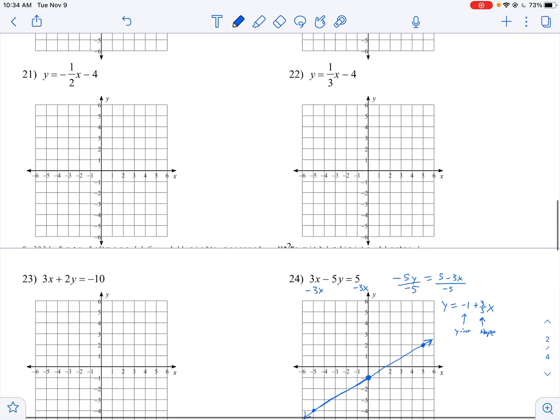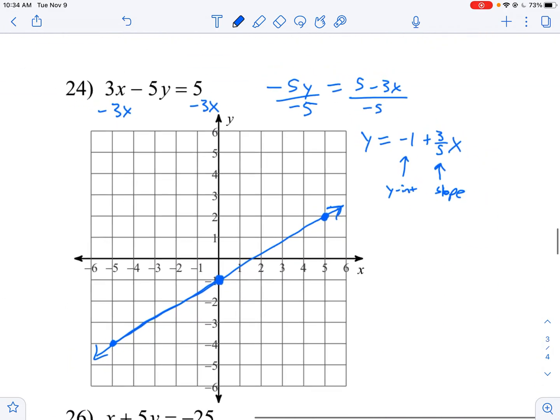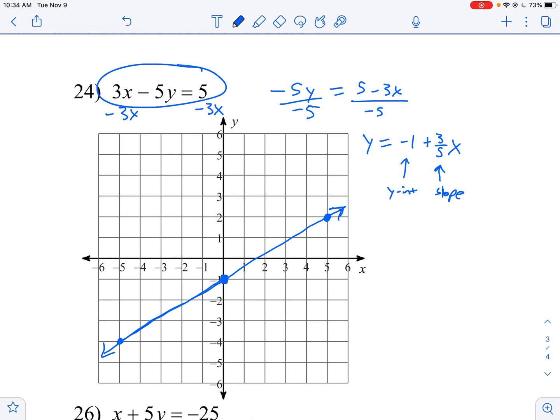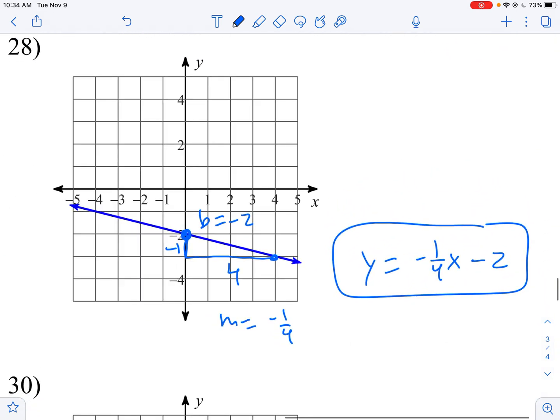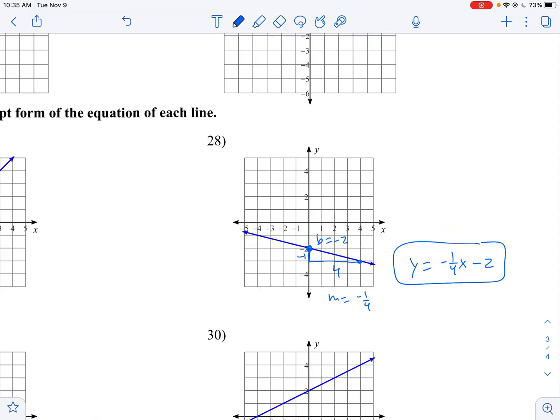And then we've got graphing ones. 24, this was in standard form, so you've got to subtract the x over, divide by what's in front of y, and get your equation to graph. And then down here I showed an example where you identify your y-intercept, which comes out to be -2, and figure out another point and figure out how to go from there to there. It went down 1 and right 4. So that's why the slope's -1/4.